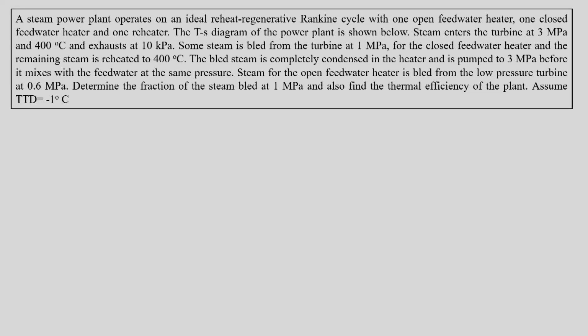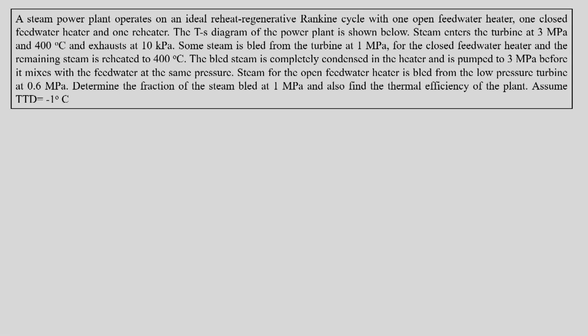This example states that there is a steam turbine power plant which operates on an ideal reheat regenerative Rankine cycle with one open feed water heater, one closed feed water heater and one reheater. The TS diagram we will draw. The steam enters the turbine at 3 megapascal and 400 degrees Celsius and exhausts at 10 kilopascal. Some steam is bled from the turbine at 1 megapascal for the closed feed water heater, and the remaining steam is reheated to 400 degree Celsius.